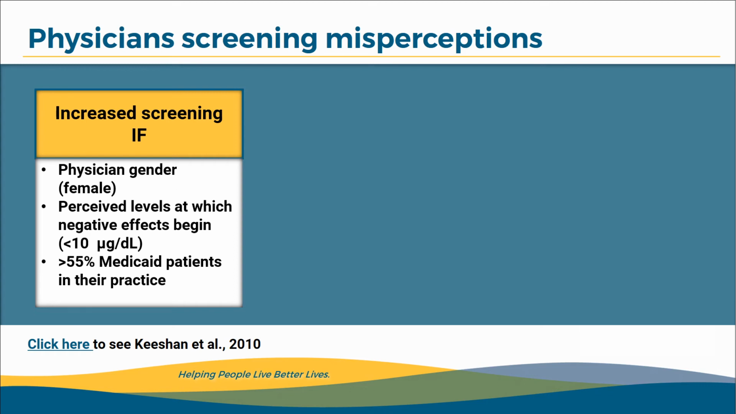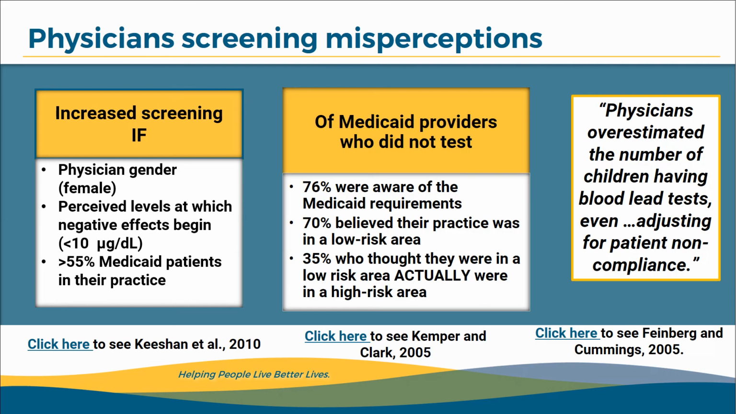But when the surveys were analyzed by the type of respondent, women providers who were aware that blood leads below 10 had negative effects, and those who had 55% or more of Medicaid recipients in their practice were more likely to order a screening test. Knowing the testing rules, however, does not automatically lead to action. Kemper and Clark's survey of physicians found that physicians who knew Medicaid testing rules still misperceived how the rules applied to their practices, with 35% who were in high-risk areas thinking they were in low-risk areas.